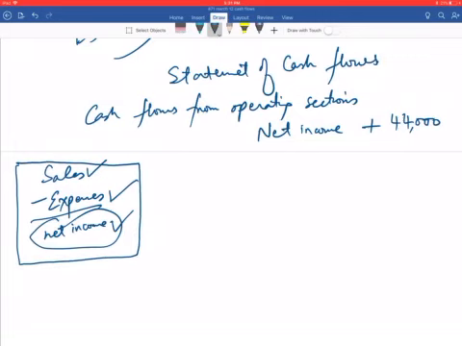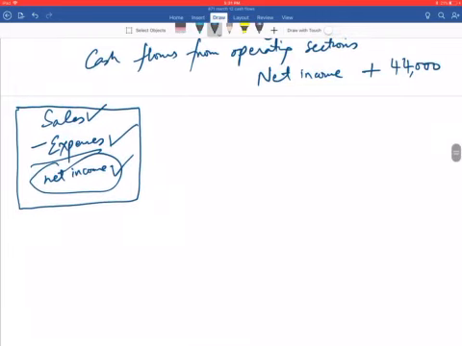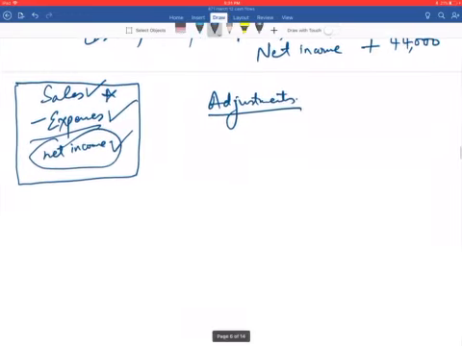But we know from accrual accounting this is not true. Why? Because some of the sales are non-cash sales, some of the expenses are non-cash expenses. We don't pay cash for them right away. We don't receive cash from customers right away, right? So now we have to make adjustments to this net income. So let's call it adjustments. We have to make adjustments to it.